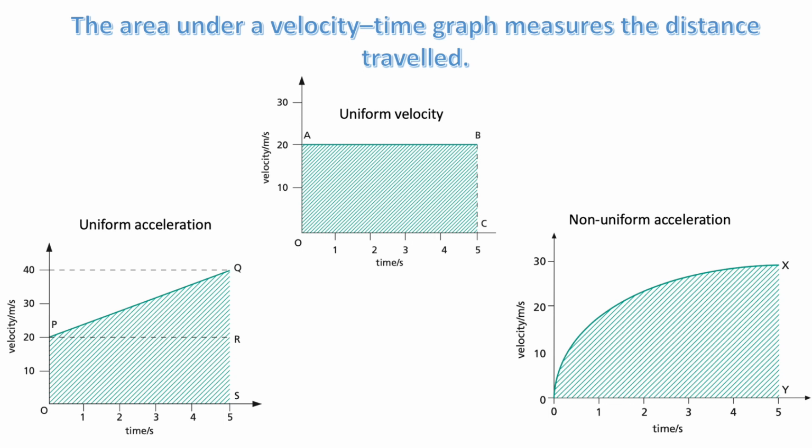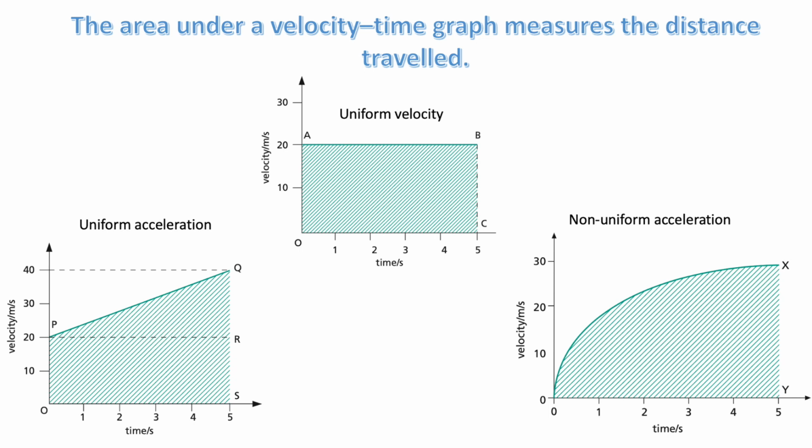Velocity is increasing, but it is not uniform. And again, after some time at the point x, it's almost parallel to the x-axis, or we can say it is in uniform motion at that time. So how do we find the area under the velocity-time graph?